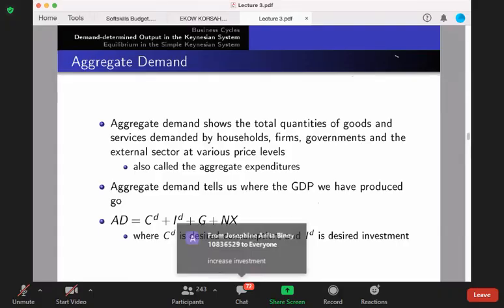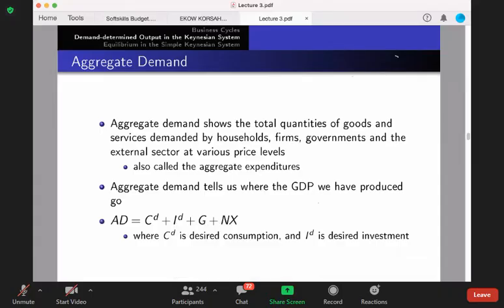I think desired investment too. You can increase desired investment. What about government spending? That one is the same thing. Then what about net exports? Net exports is exports minus imports. So if you want to increase aggregate demand, what do you do to your net exports? You reduce imports but increase exports. Exactly.